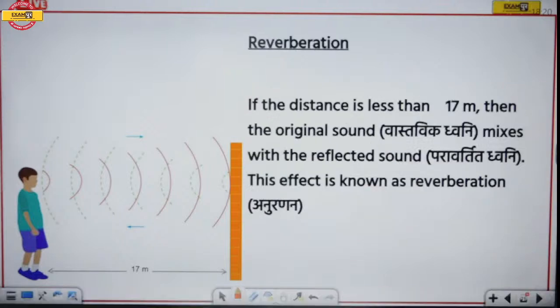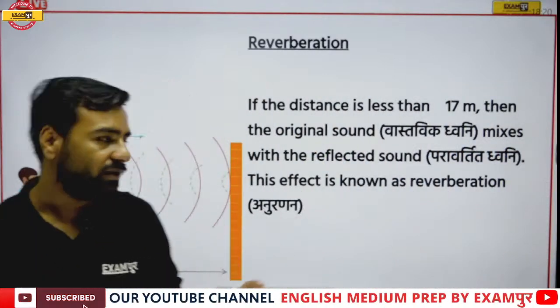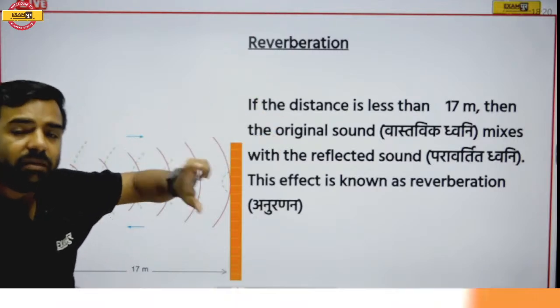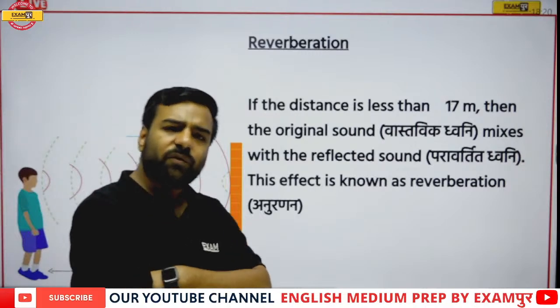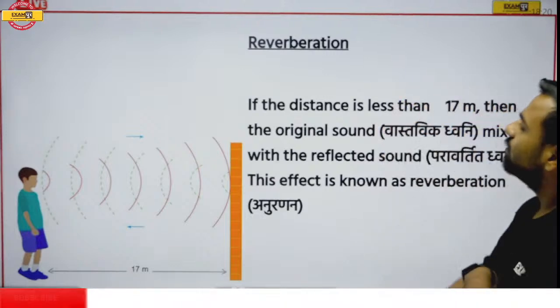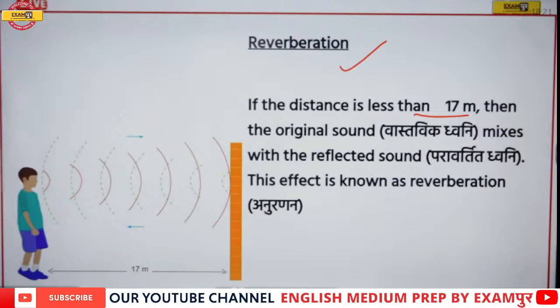But there's one more thing that is different from echo, and that is known as reverberation. If I talk about the distance, the minimum distance that was required for an echo was 17 meters. But what if the distance is less than 17 meters? That condition will lead to reverberation. If the distance is less than 17 meters, then the original sound mixes with the reflected sound, and this effect is known as reverberation.